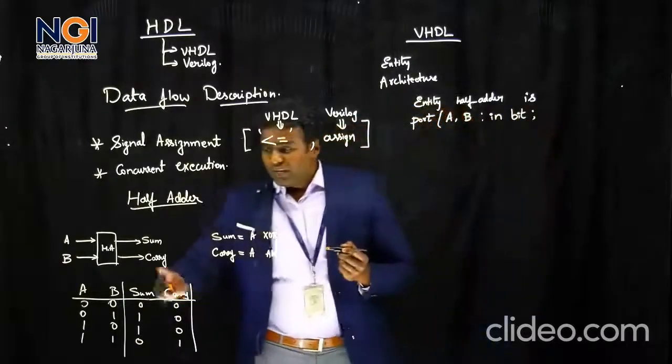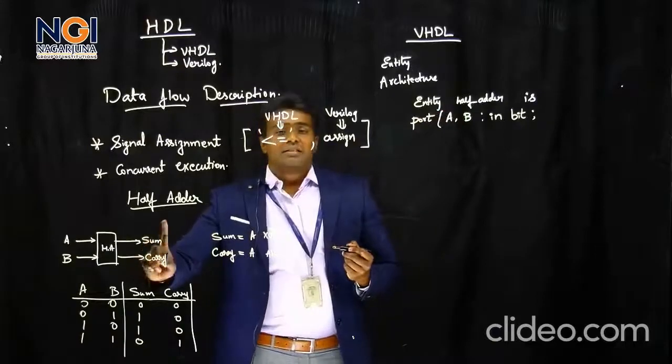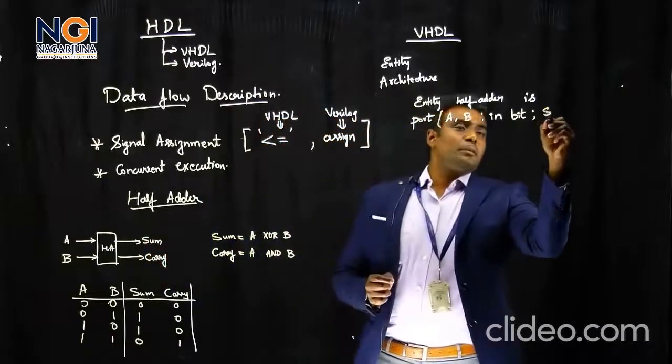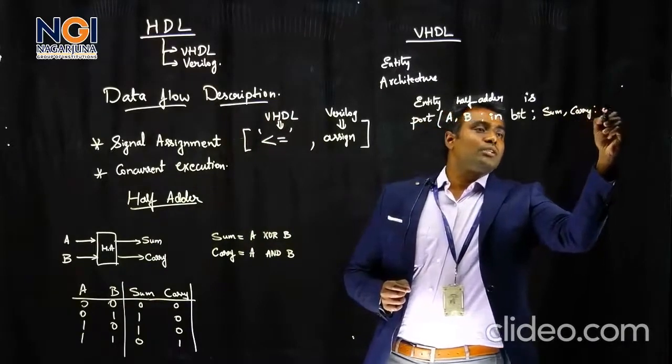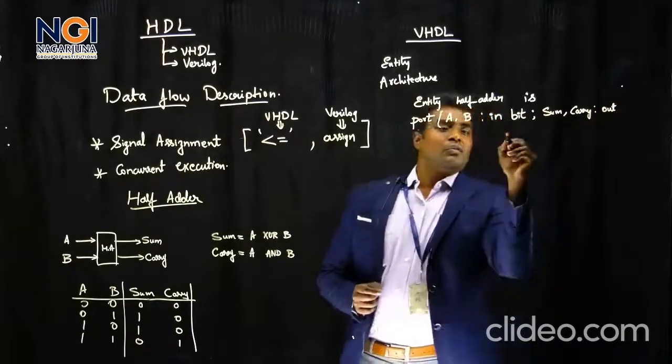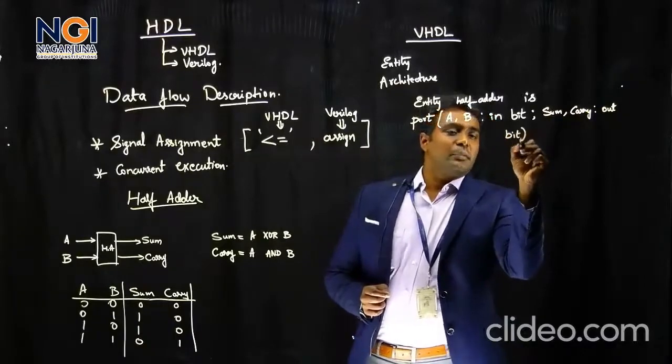Then we need two variables to be declared as outputs. The first one is sum, the second is carry. Both are used as output, followed by again the data type of it, that is bit.